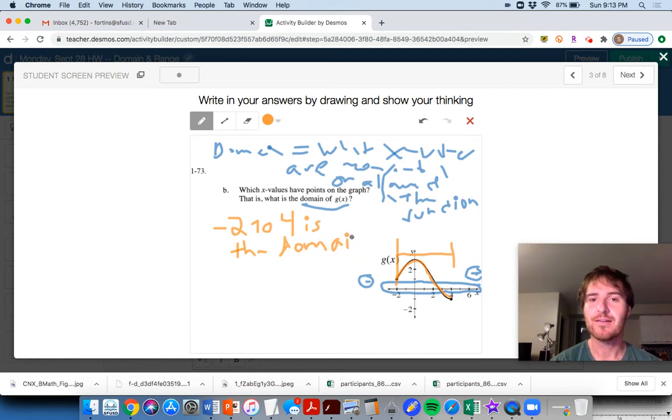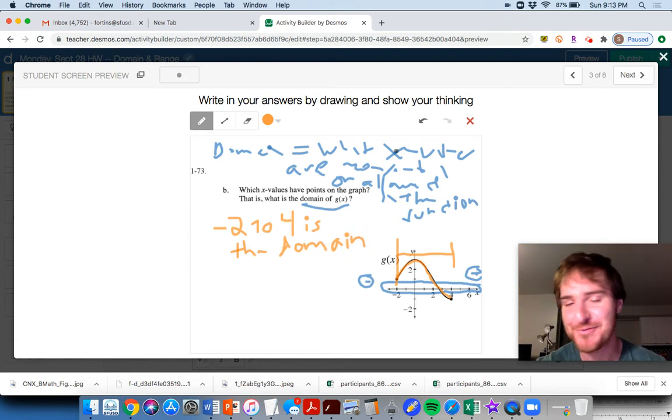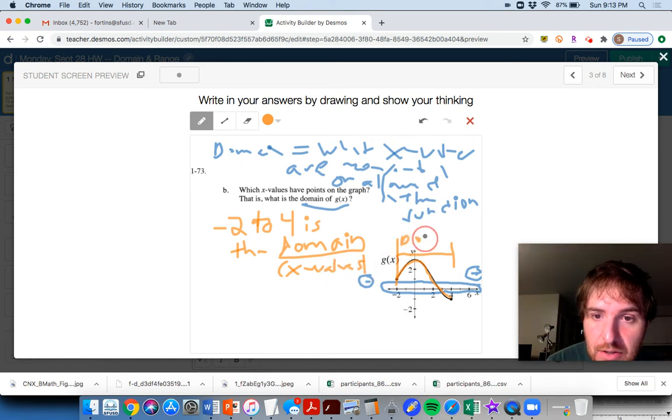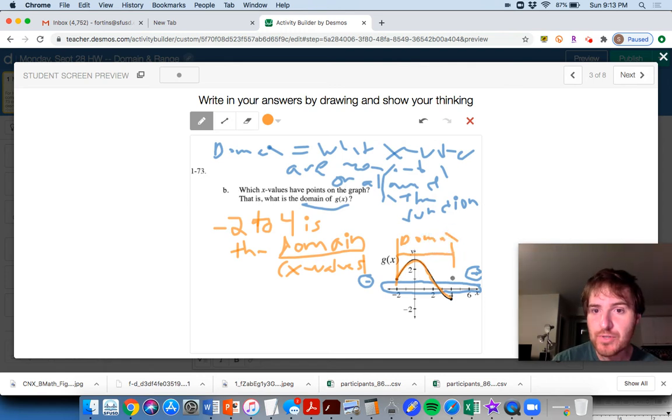It's really hard to write clearly on this, so I might have trouble grading this for you guys a little later. Okay, -2 to 4 is the domain. Another way to write the domain is an inequality. Remember, the domain is the x values that are part of this relationship. For this particular relationship, our domain starts at -2 and goes all the way up to +4. Those are the x values here.